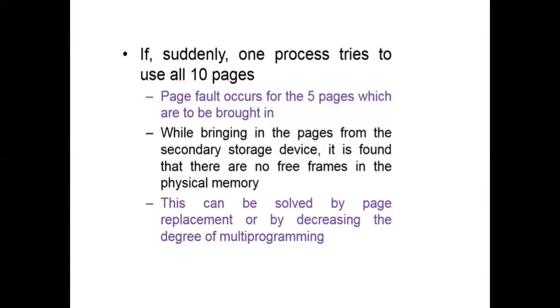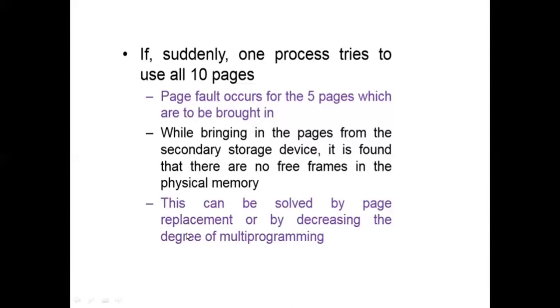One way is bringing in fewer frames. The other way is, instead of having 5 processes to be executed, just have only 3 processes to be executed. In that case, you are getting only pages of the 3 processes, right? So they're saying you can solve it either by reducing the number of frames for each process, or you can decrease the degree of multi-programming.